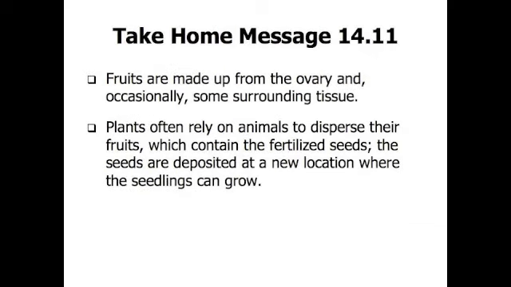And that brings us to our take-home message for section 14.11. Fruits are made from the ovary and occasionally some surrounding tissue. Plants often rely on animals to disperse their fruits, which contain the fertilized seeds. The seeds are deposited at a new location where the seedlings can grow.